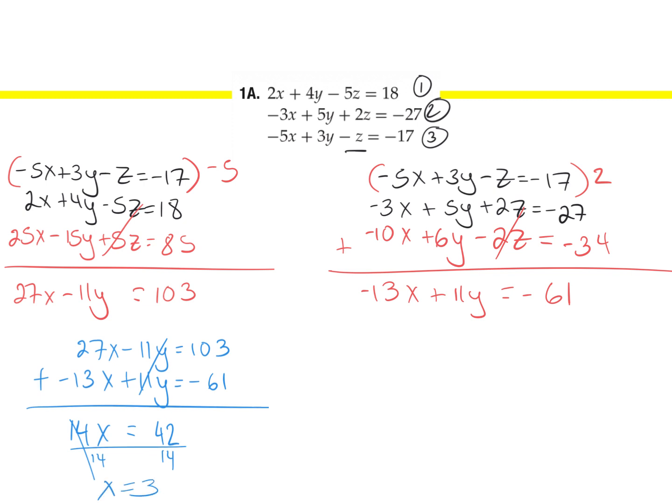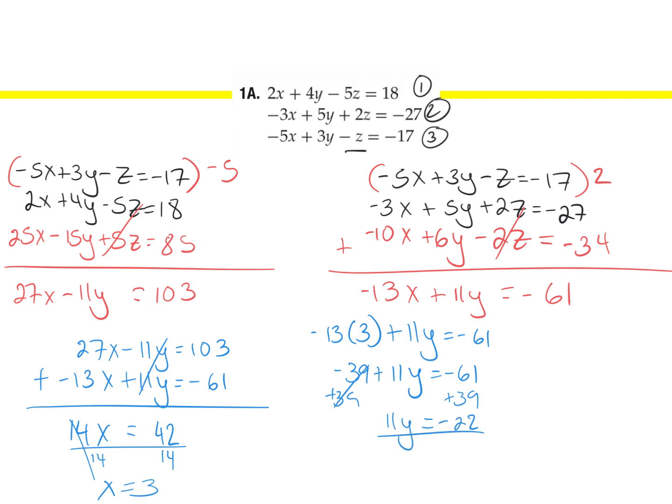So we found the first x. Now let's find y. I'm going to plug in right here, negative 13 times 3 plus 11y equals negative 61. 3 times negative 13 is negative 39 plus 11y equals negative 61. I'm going to go ahead and add 39 on both sides. And we get 11y equals negative 22. When I divide by 11, I end up with y is equal to negative 2. Now we found our x and our y. We got to find our z.